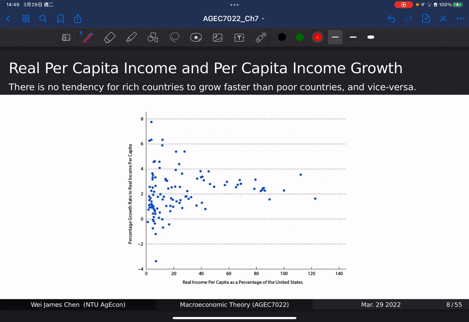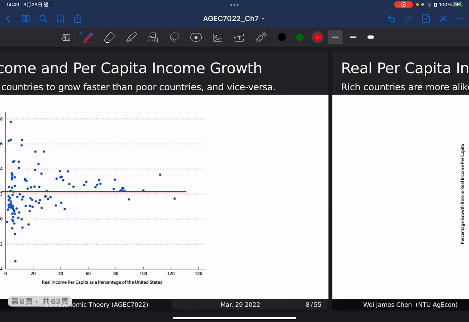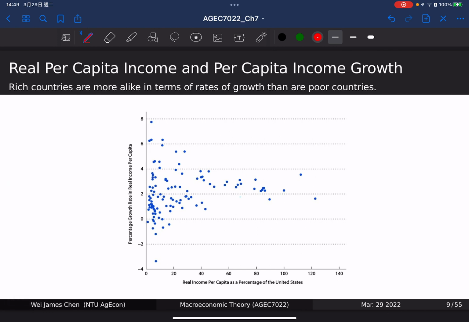So the correlation here is really nothing. It's not that some countries grow faster and they are also richer, or the other way around. But there's still a pattern in this graph, right? It looks like this. What does this mean? This means that when your income is high, or you're a richer country, your growth rates are similar to each other.